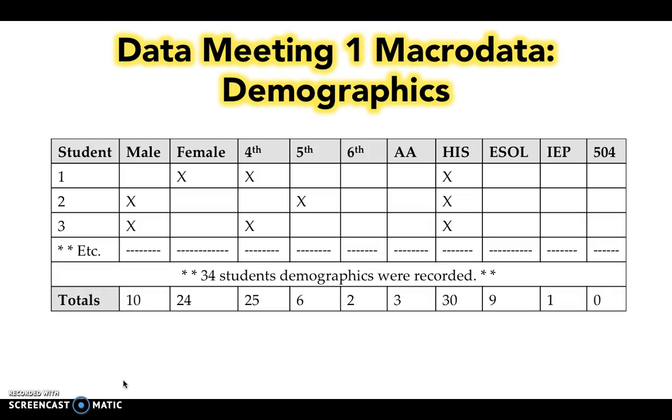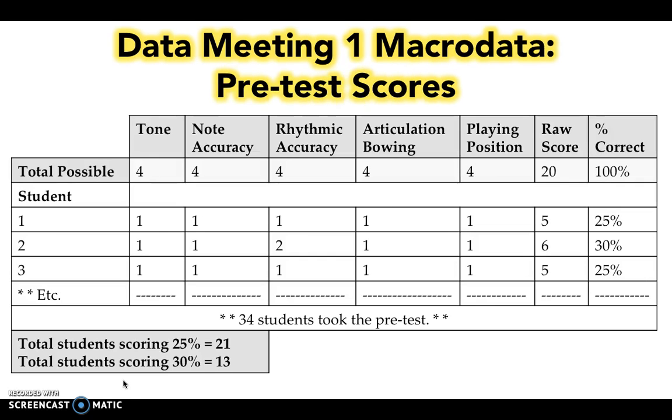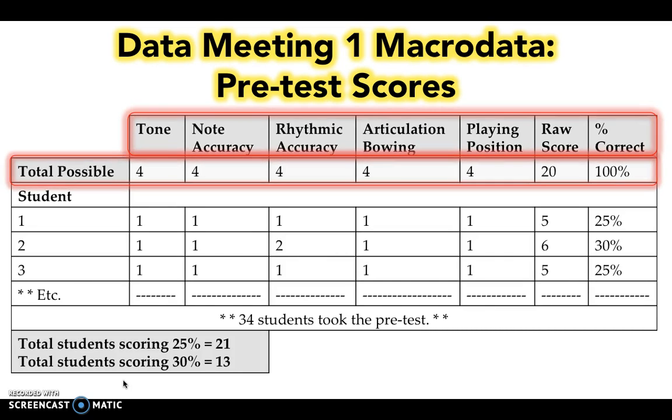Here is a sample from my demographic spreadsheet. As you can see from the blue and green highlights around the totals, I noticed a high number of female students as well as a high number of 4th graders. Here is a sample from my pretest score spreadsheet. As you can see from the red highlights, students were scored in 5 areas worth 4 points each for a total raw score of 20 points. The next series of highlights will show the things that I noticed of importance about this spreadsheet.